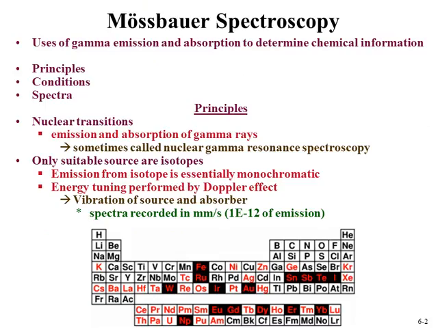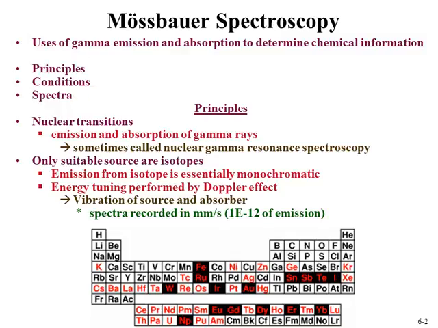In this lecture we're going to discuss Mössbauer spectroscopy, which uses gamma emission and absorption to determine something about the chemistry and the chemical information about the compounds that contain the radionuclides. We're going to discuss the principles of Mössbauer spectroscopy, the conditions necessary, fundamentally you need solids, and something about the spectra that results.